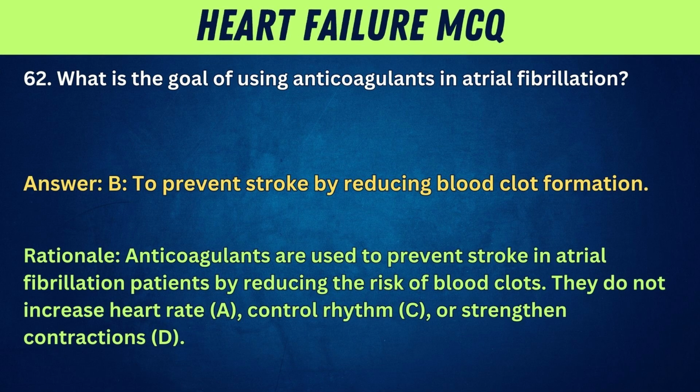Answer: B, to prevent stroke by reducing blood clot formation. Rationale: anticoagulants are used to prevent stroke in atrial fibrillation patients by reducing the risk of blood clots. They do not increase heart rate, A, control rhythm, C, or strengthen contractions, D.